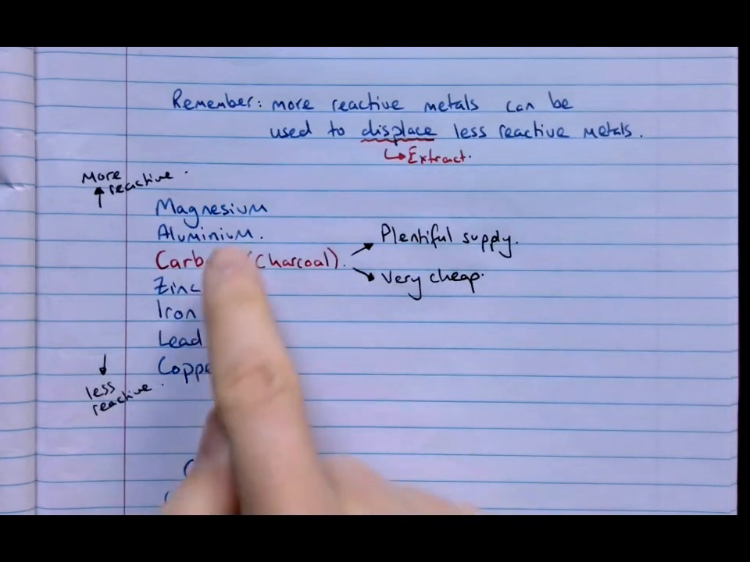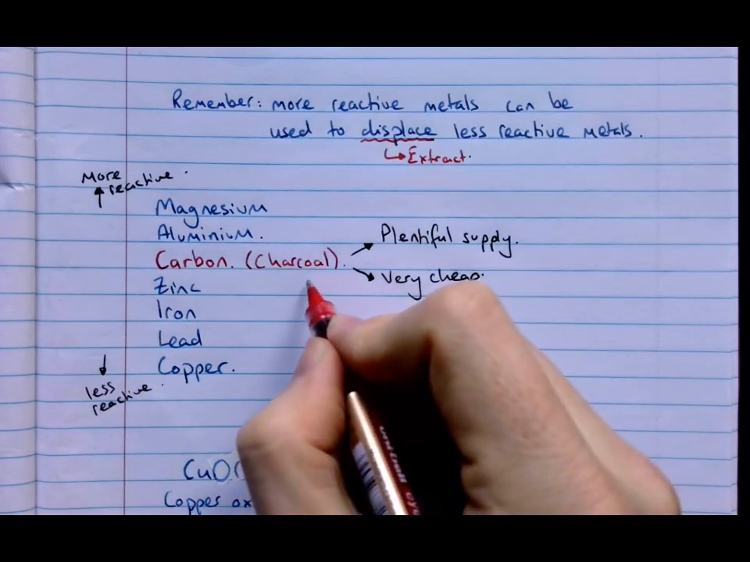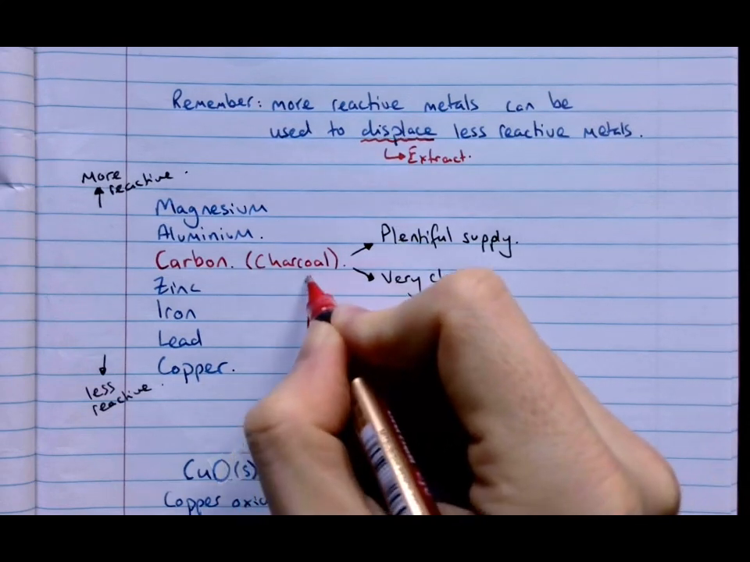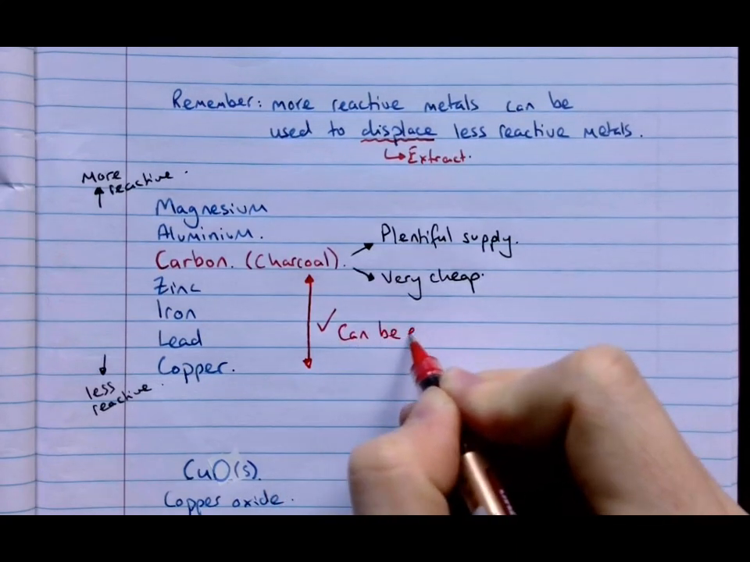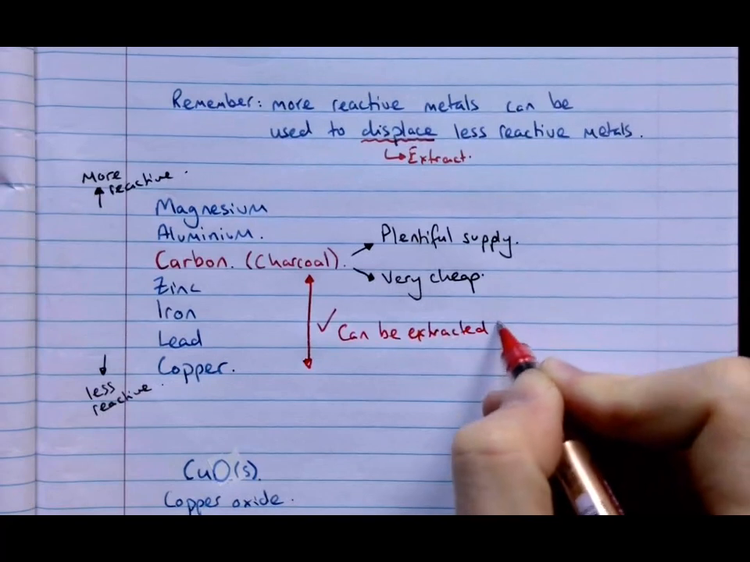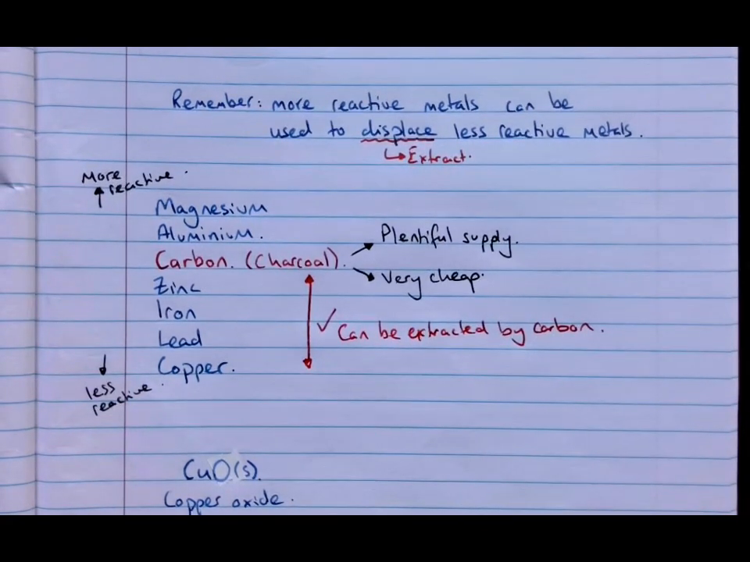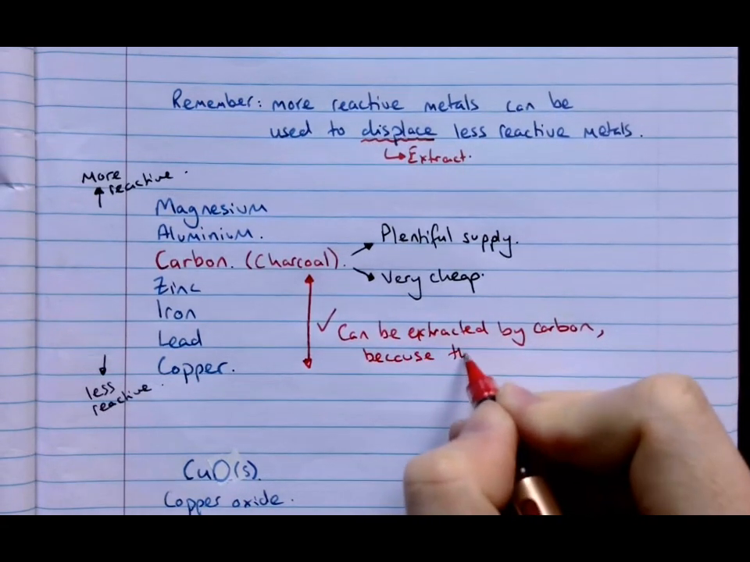Now, which of these metals can we use carbon to extract? So have a little think about that. Which of these metals can we use carbon to extract? Right, so carbon can extract all of these. Okay, so it can extract these. Now, why can these metals be extracted by carbon? Because they are less reactive than carbon.